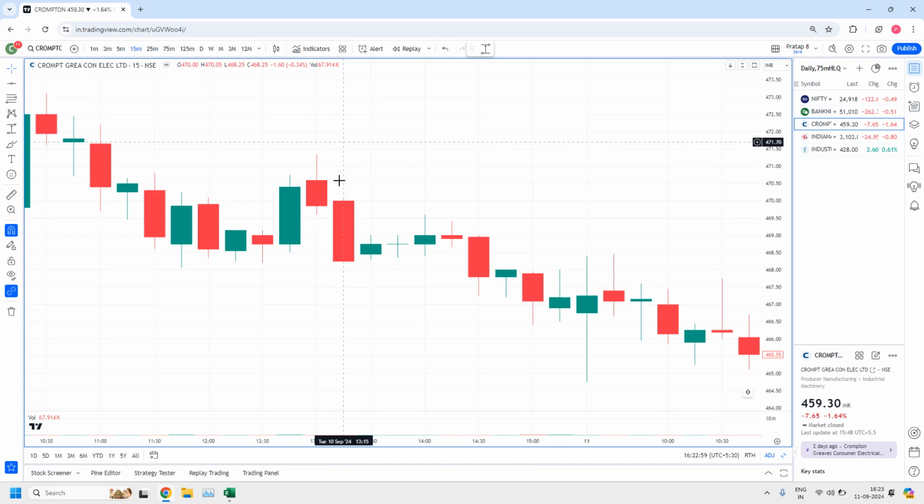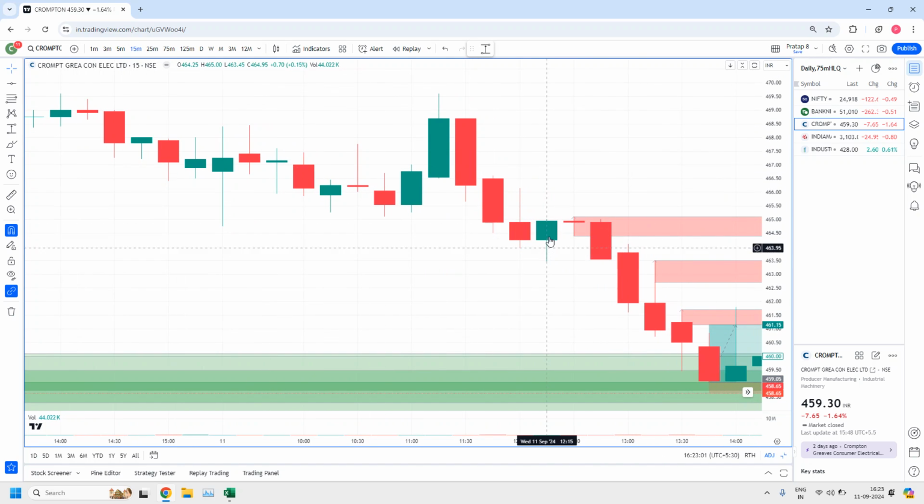Let me go to the 15 minutes time frame. See, here we have a rally, base, drop. Or you can also consider this is the drop, these 3 base candles, and this is the drop. That way also.